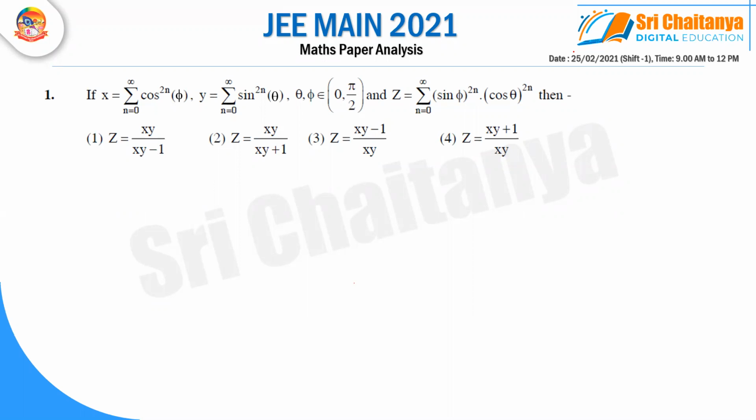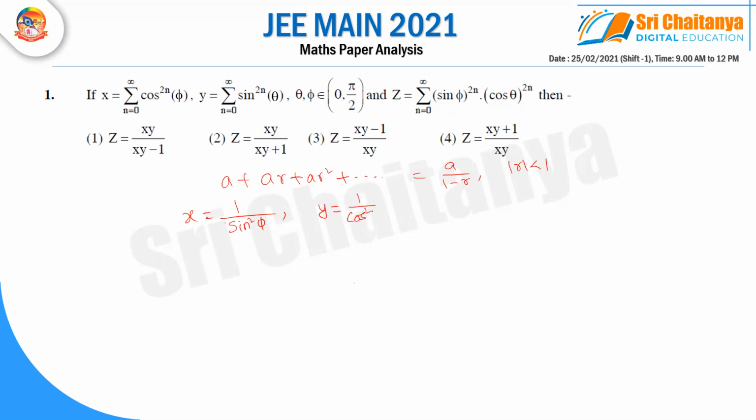So they gave a question on infinite GP. As you remember, the formula for an infinite GP, a plus ar plus ar square and so on, is a by 1 minus r, given that mod r is less than 1. So from here, I will be getting the value of x as 1 by 1 minus cos square phi, which is nothing but 1 by sine square phi. And the value of y will be 1 by 1 minus sine square theta, which is nothing but 1 by cos square theta.